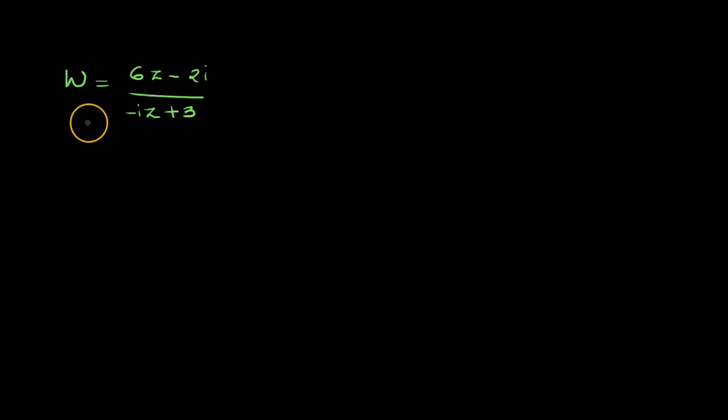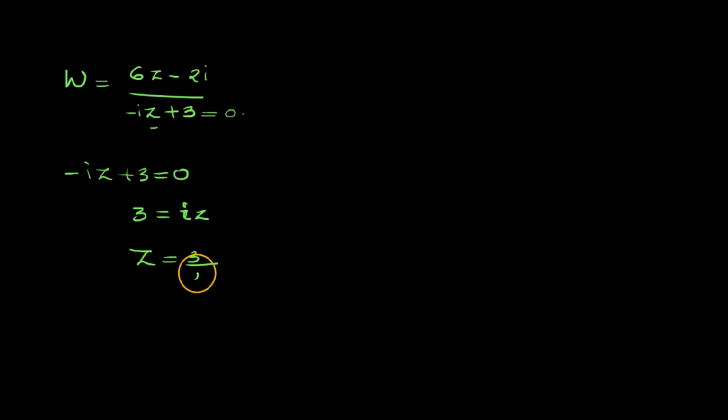Now critical points of the transformation. W equal to 6z minus 2i divided by minus iz plus 3. Critical points are the points with the denominator equal to 0. The point z with the denominator equal to 0, that is minus iz plus 3 equal to 0, which implies 3 is equal to iz. That is z is equal to 3 by i. 1 by i is minus i, that is minus 3i. So z is equal to minus 3i is the critical point of this bilinear transformation.